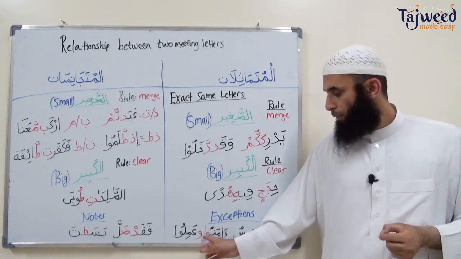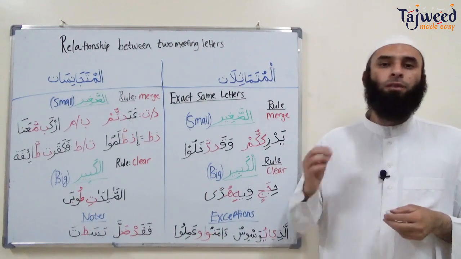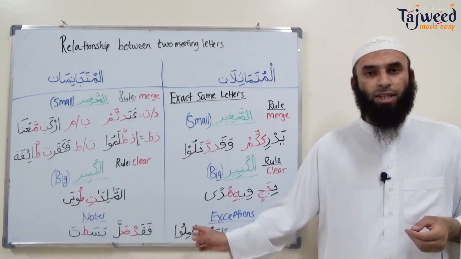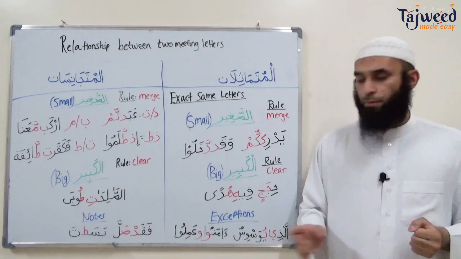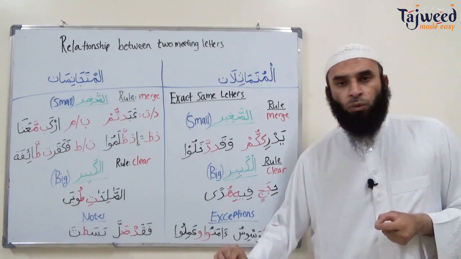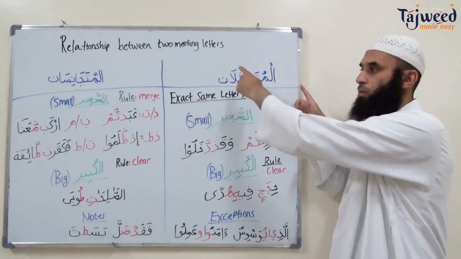Same thing with wa amanu wa amilu salihat. This waw here is for stretching. Alif, waw, and ya are for stretching. If stretching letters are next to the exact same letters, we do not merge them. So we don't merge wa amanu wa amilu salihat. So this is the rule on al-mutamathilan.